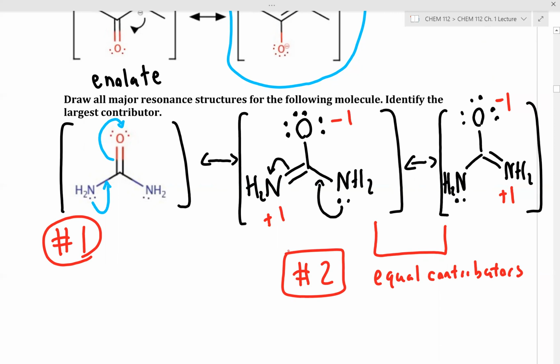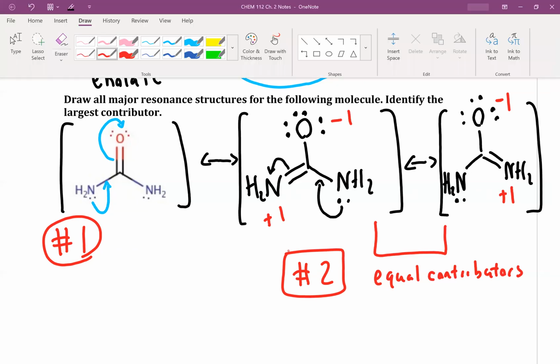However, just like amides, in ureas the geometry centered around nitrogen is planar. There's a lot of double bond character in that carbon-nitrogen bond. Does that make sense to everyone? So now let's try to take this a little bit further and apply it to a few more examples.